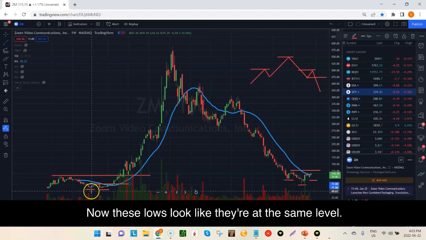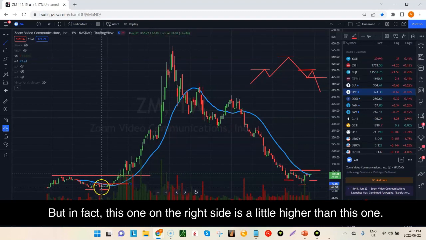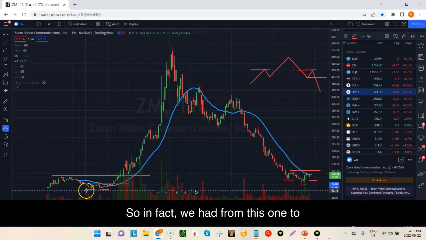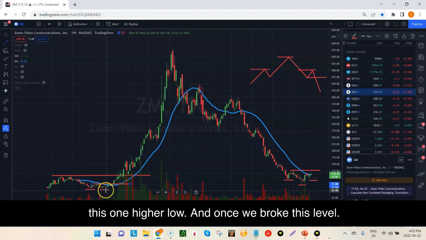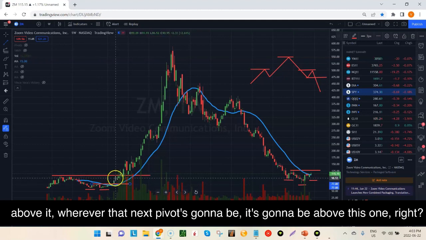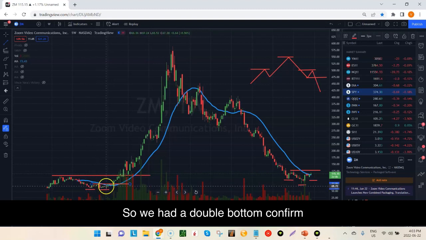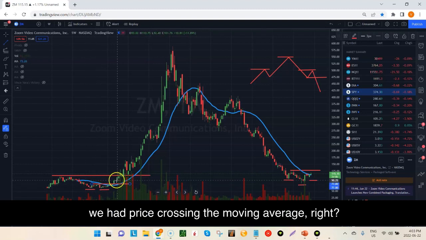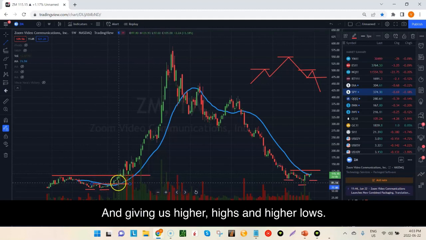Now, these lows look like they're at the same level, but in fact, this one on the right side is a little higher than this one. So in fact, we had from this one to this one, higher low. And once we broke this level, we could say we had a higher high because this pivot here, and once price went above it, wherever that next pivot's going to be, it's going to be above this one, right? So we had a double bottom confirmed. We had price crossing the moving average, right? And giving us higher highs and higher lows.